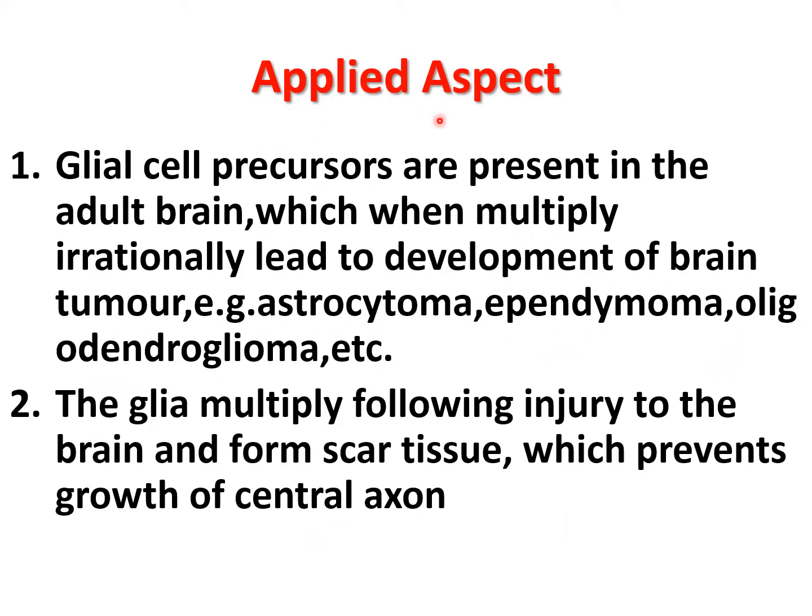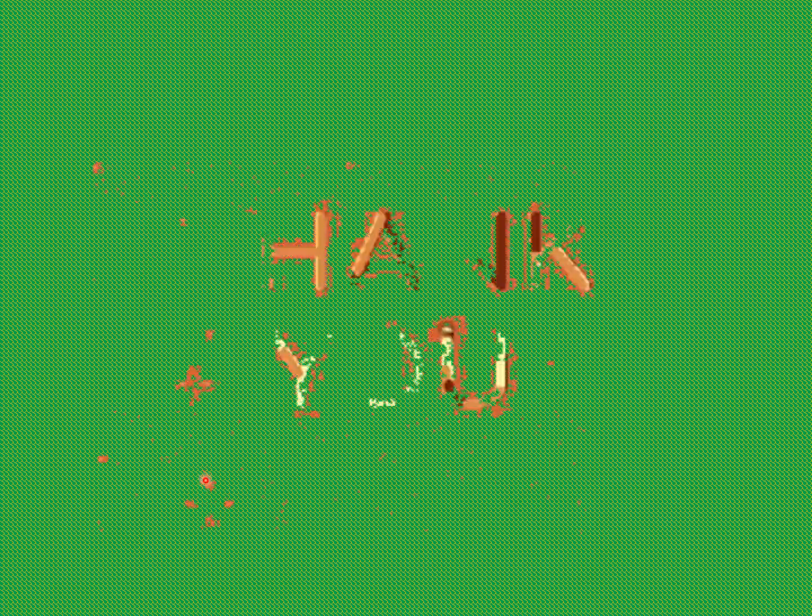Then about the applied aspect. Glial cell precursors are present in the adult brain, which when they multiply irrationally lead to the development of brain tumors: astrocytoma, ependymoma and oligodendroglioma. And the glia multiply following injury to the brain and form scar tissue, which prevents the growth of the central axon. Thank you.